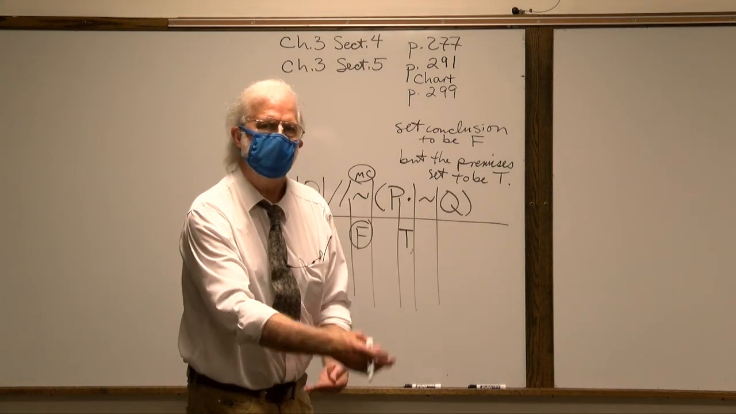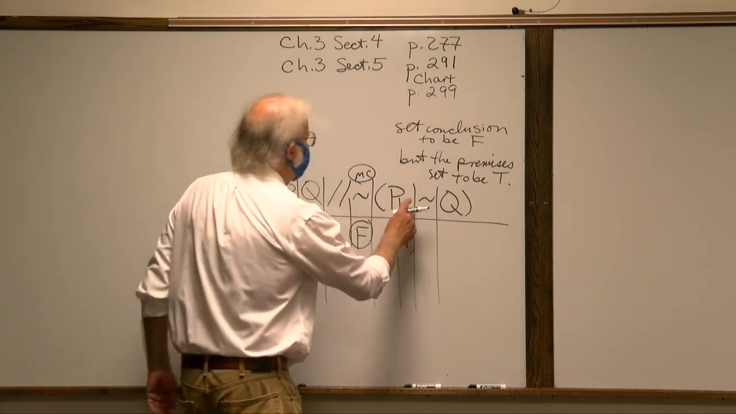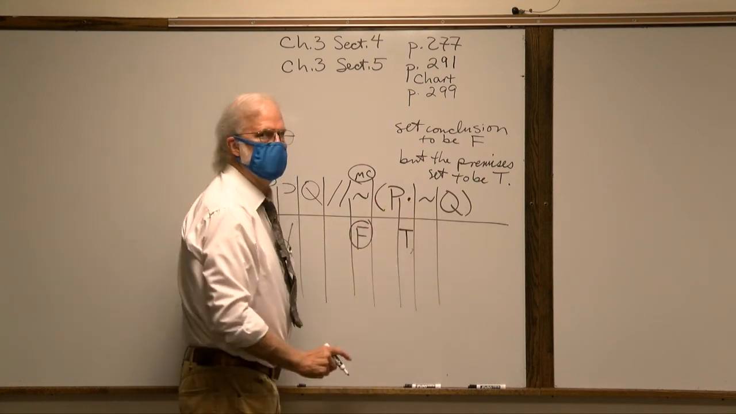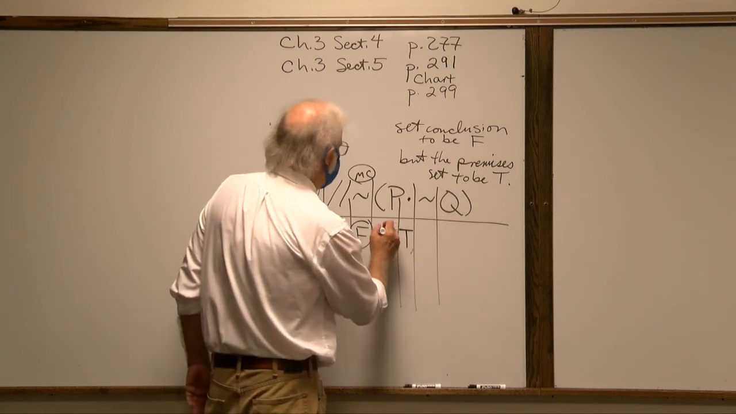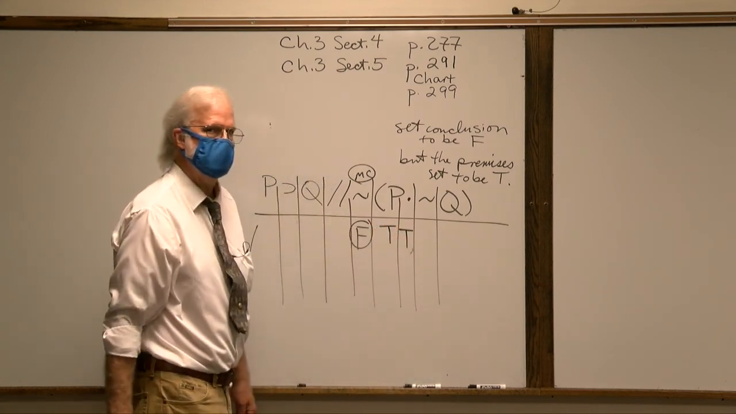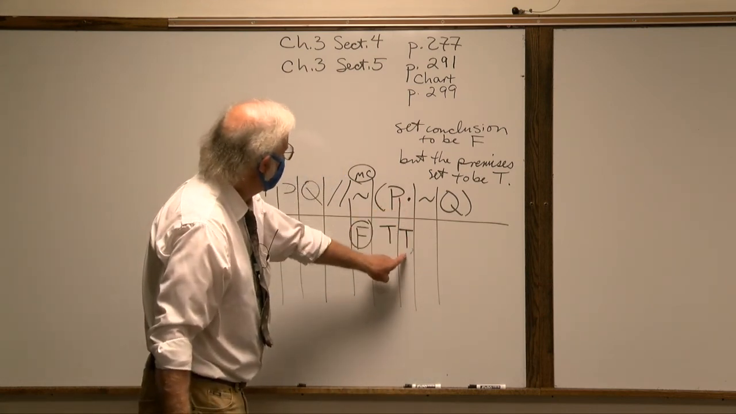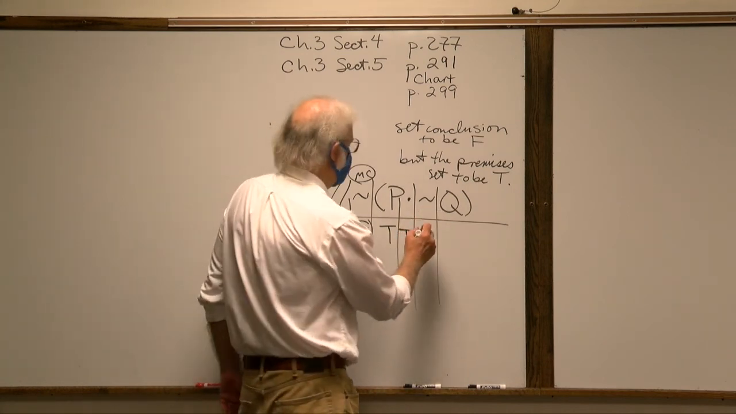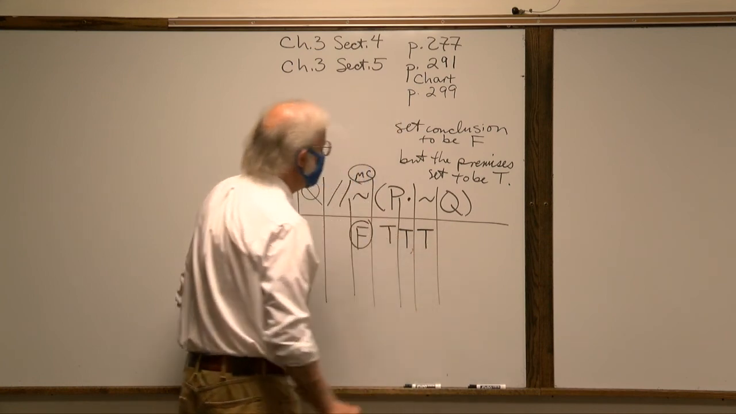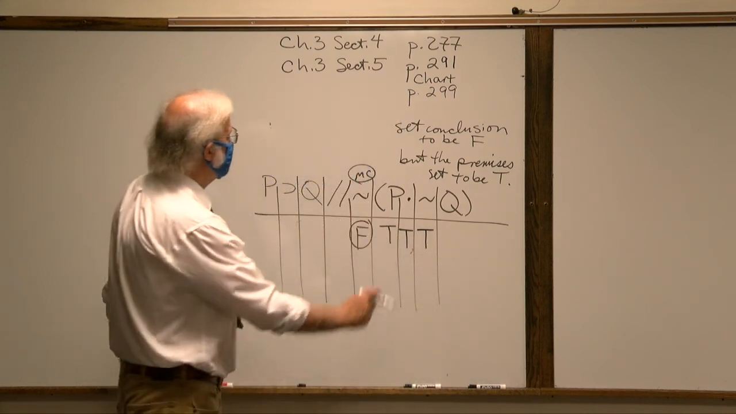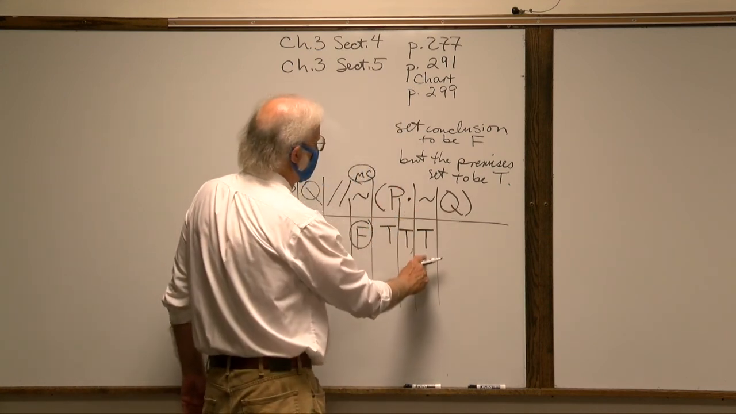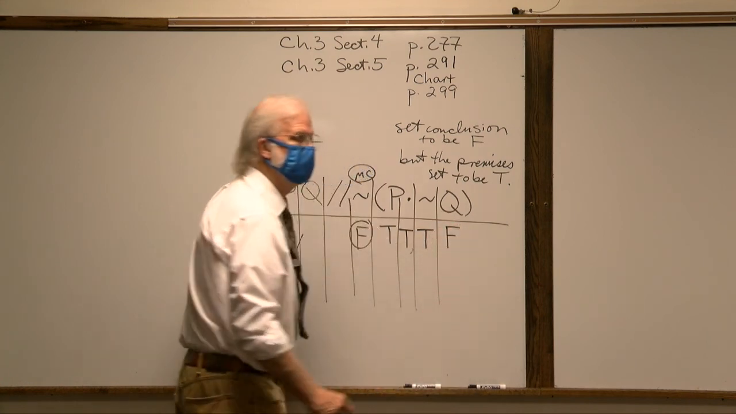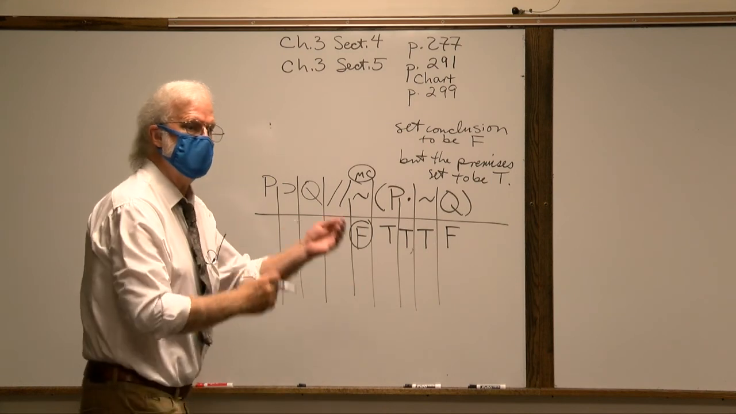Okay, let's think further with Sherlock. If the dot is true, what does that mean P has to be? Right, that P has to be true. And if the dot is true, what does the tilde have to be? Right, it also has to be true. But if not Q is true, what does that mean Q has to be? False. So we've been thinking backwards.